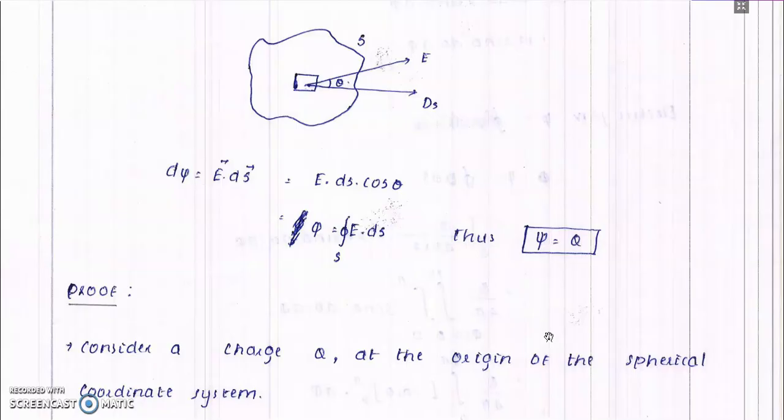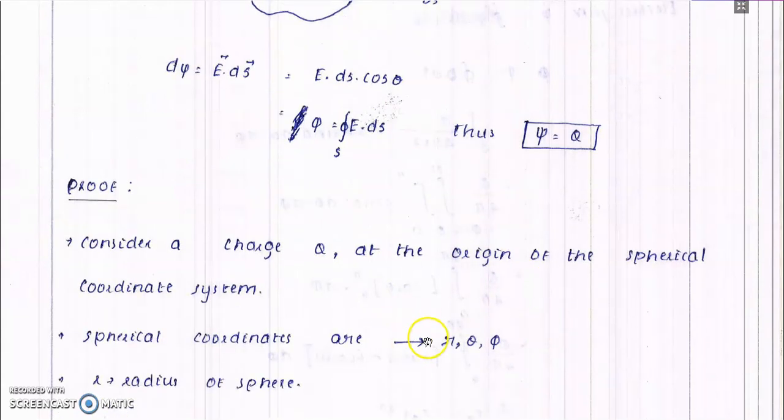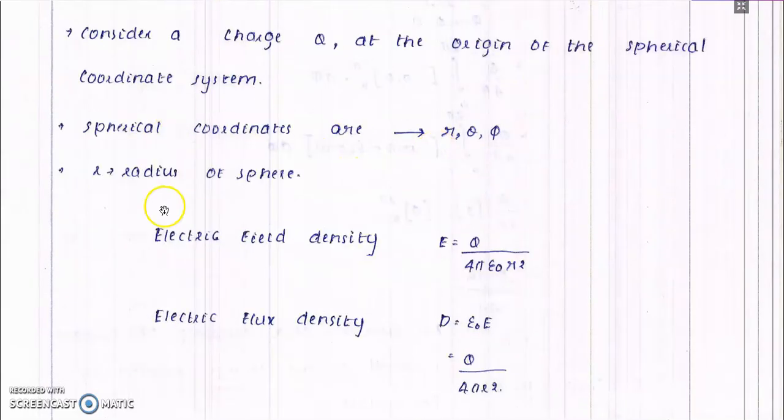So let us assume a spherical coordinate system with three unknown terms: r, theta, phi. R is the radius, theta is the angle of inclination, and phi is the rotational angle. We know the formula, electric field intensity E is equal to Q divided by 4 pi epsilon naught r square, by means of Coulomb's law. So the electric flux density, D is equal to epsilon times E, which is Q divided by 4 pi r square.